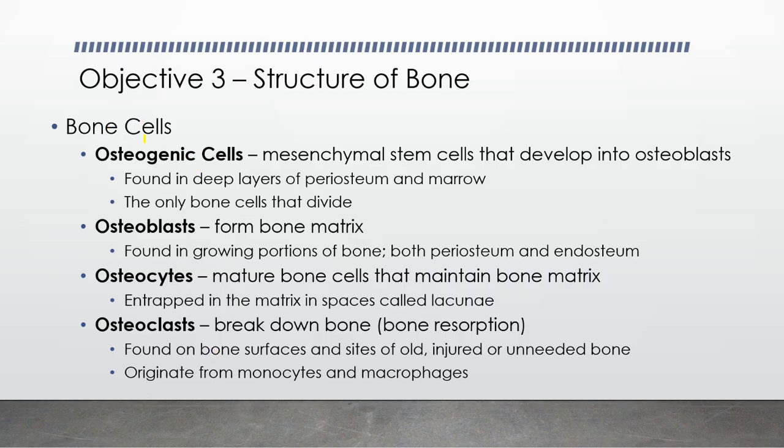So let's first take a look at the different types of cells. Notice they all start with osteo, and osteo is that prefix that means bone. Then we have some other terms here: genic refers to genesis, which means the beginning. Blast means bud or build. Cytes just means cells. And clast means to break down.